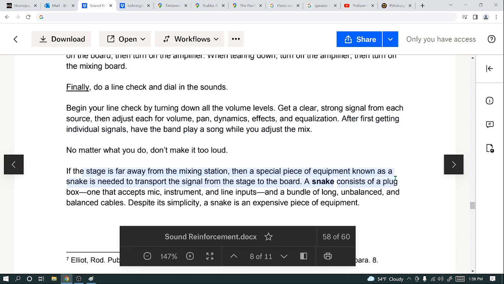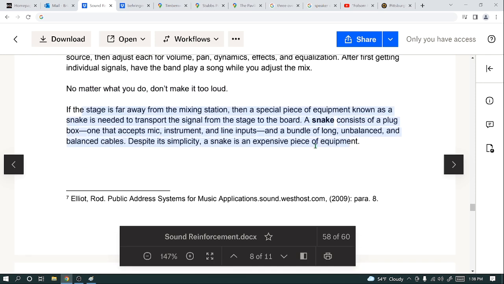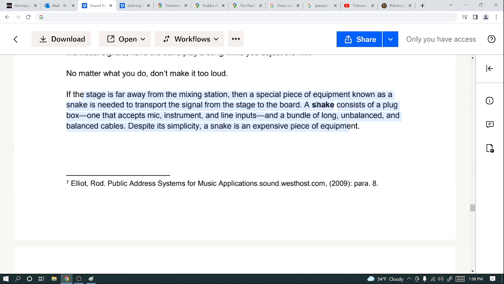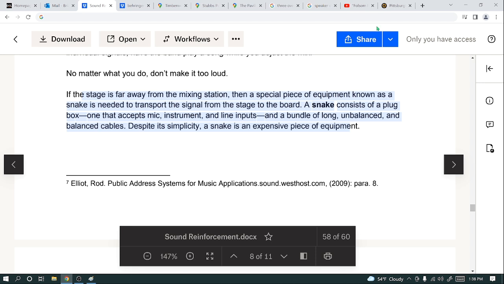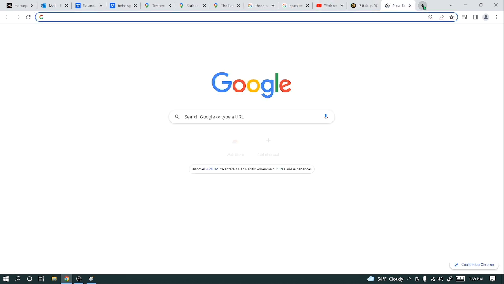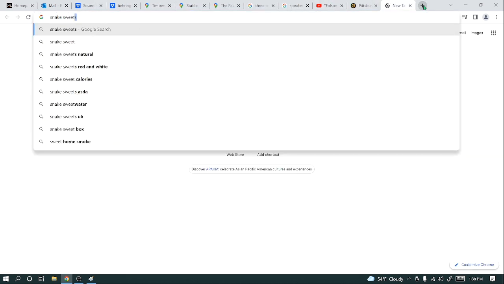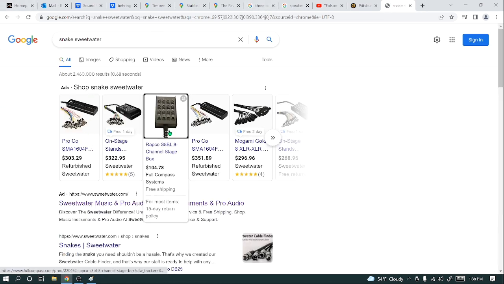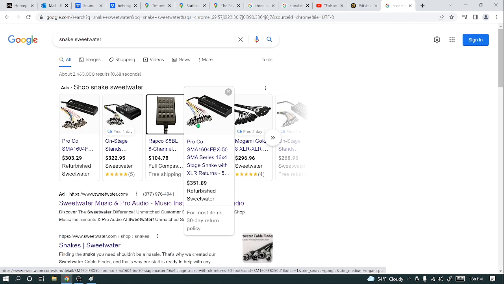Now, if the performance area, the stage, is far away from the mixing station, you have to use a specialized piece of equipment known as a snake, which is essentially a patch panel on the end of a very long combined cable that has many cables inside of it. They're not a fun purchase. Take Sweetwater. See what I'm talking about? It's just a patch panel, and then on the other end is all the inputs.